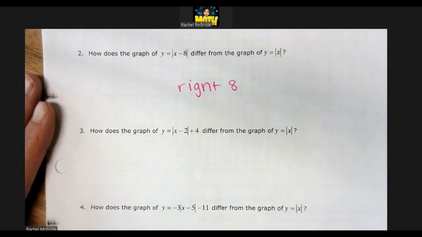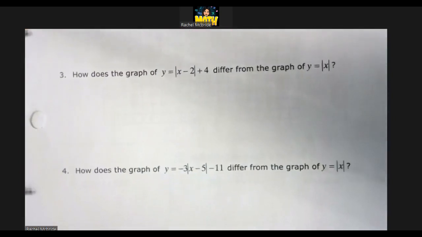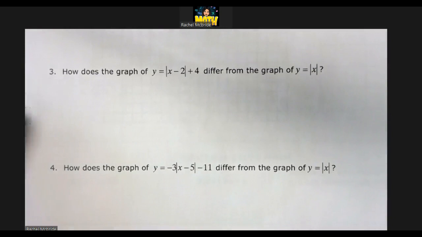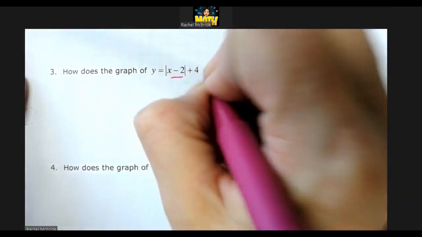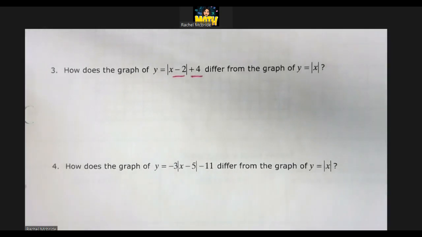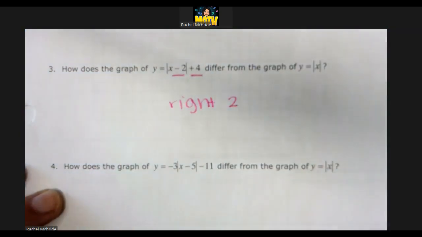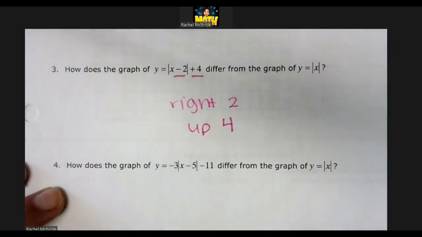All right. Now, number 3 has 2 differences from the parent function. We have a negative 2 and a positive 4. So Alexis, go ahead and pick on somebody to tell me what that negative 2 does to my graph. Perfect. So that negative 2 will move me right 2. The positive 4 on the outside moves me up 4.